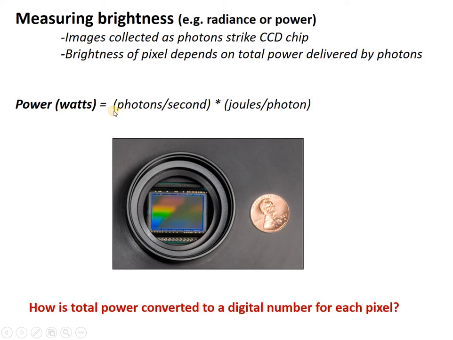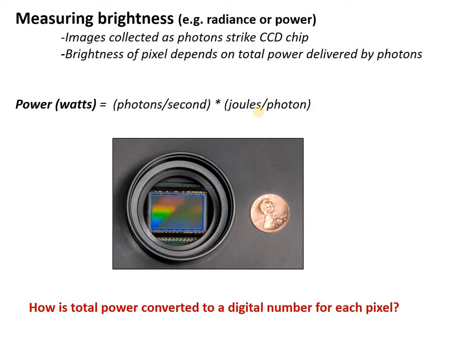And here's the equation for power. You're going to need this in an assignment if you're in my class. It's just photons per second, so the rate of photons striking the detector, times the number of joules per photon, or the energy per photon. And keep in mind, this changes by wavelength, of course.